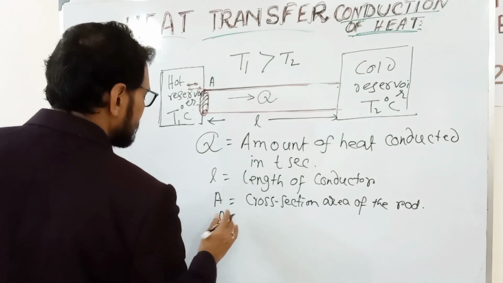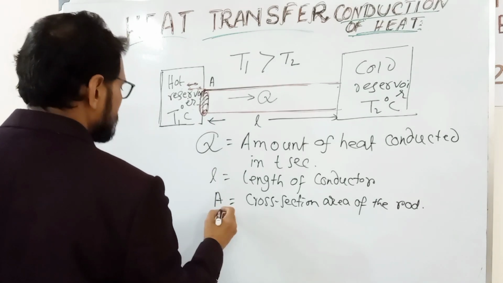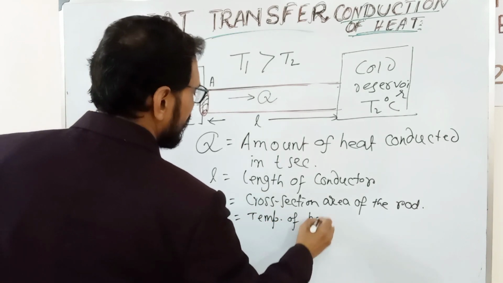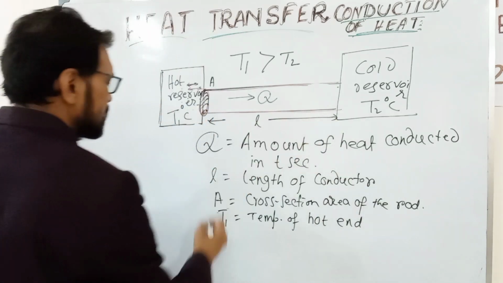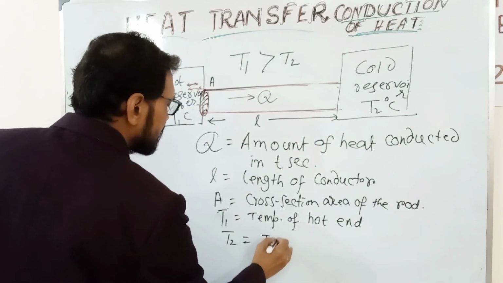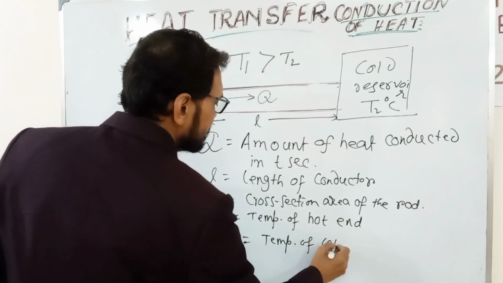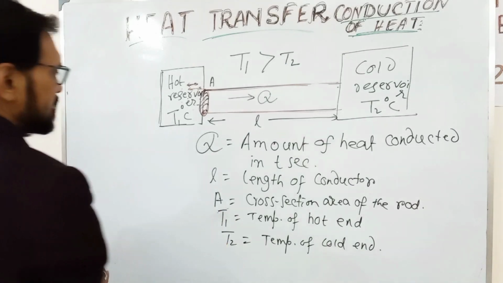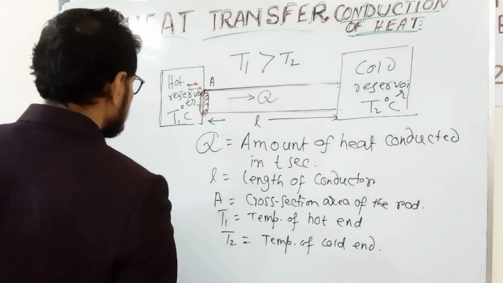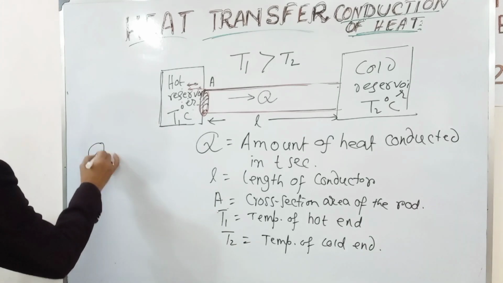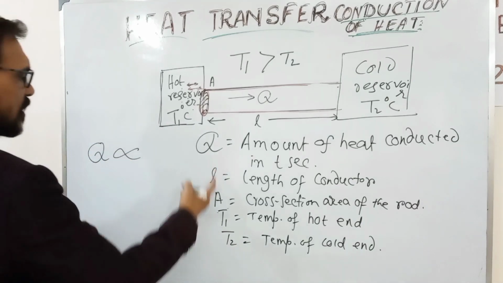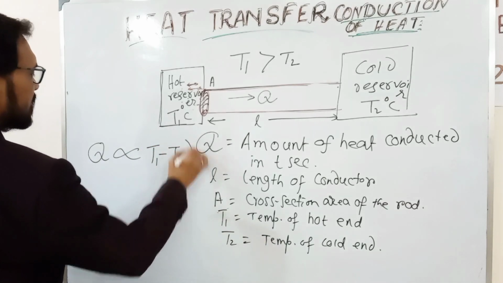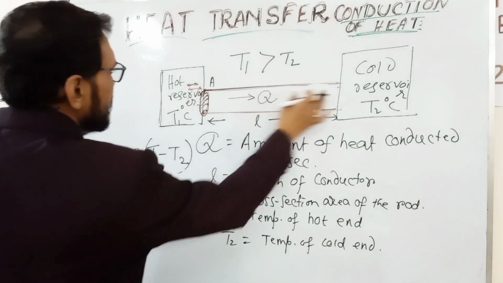Suppose T1 is the temperature of the hot end of the rod, and T2 is the temperature of the cold end. Now what is the value of Q? The formula is, Q is proportional to the temperature difference of the hot reservoir and cold reservoir, that is, the temperature difference between the two ends of the rod.